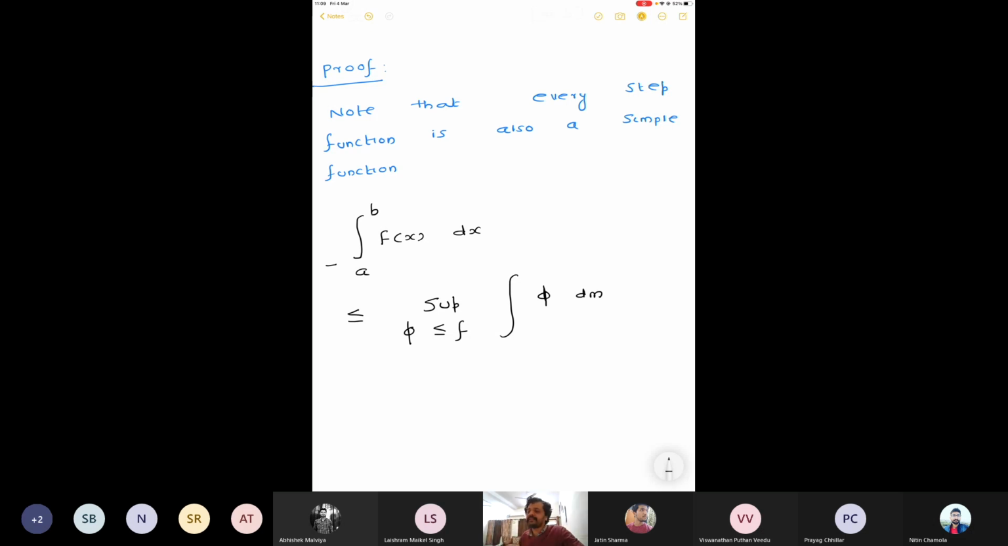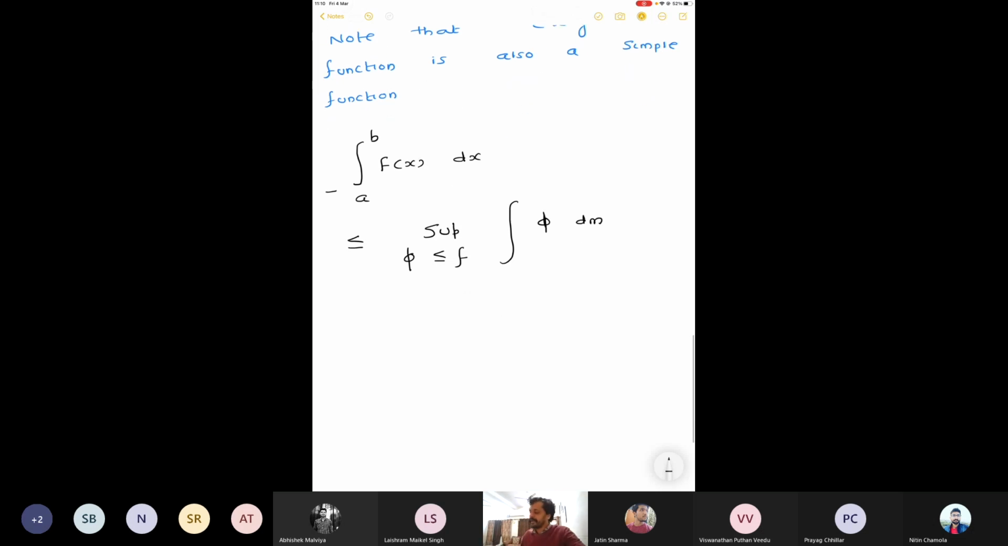But this right hand side, what I have written, is the supremum over all the simple functions. So the supremum will be less than or equal to one element in that set, and that is the lower Riemann integral. And now phi is simple and phi is less than or equal to f. Now you consider psi simple and psi greater than or equal to f. So you have phi less than or equal to f less than or equal to psi.